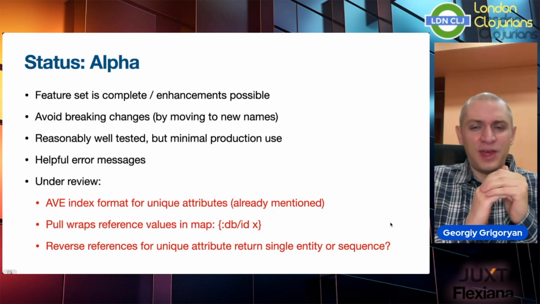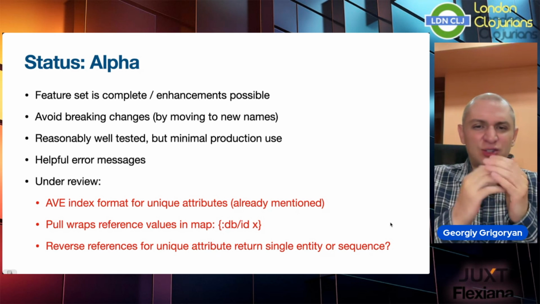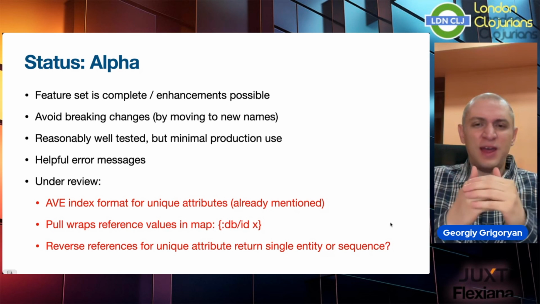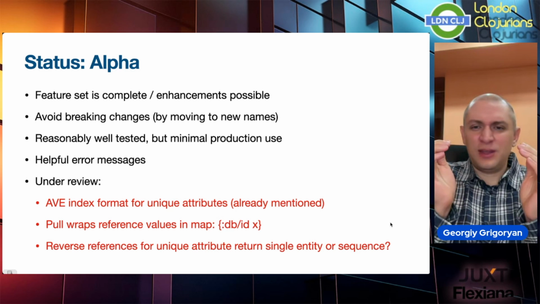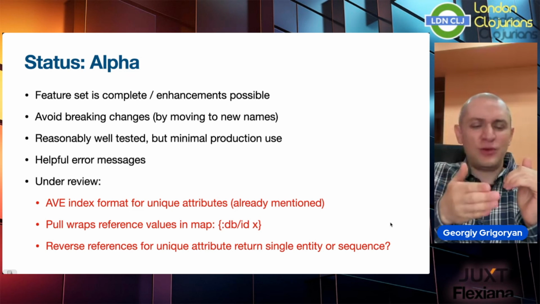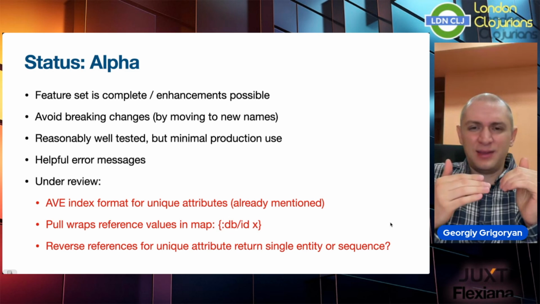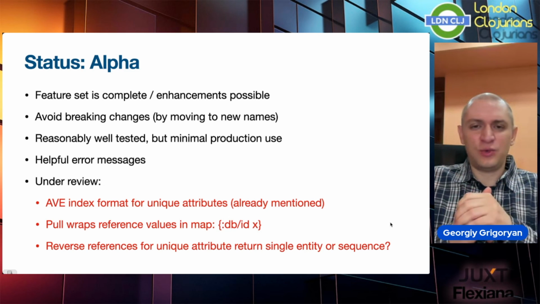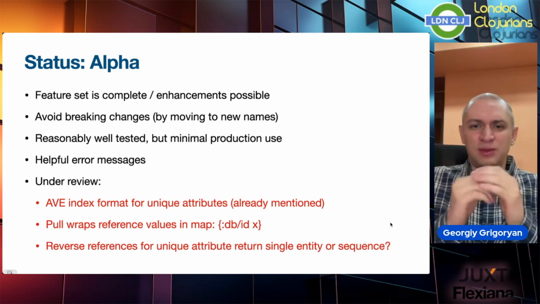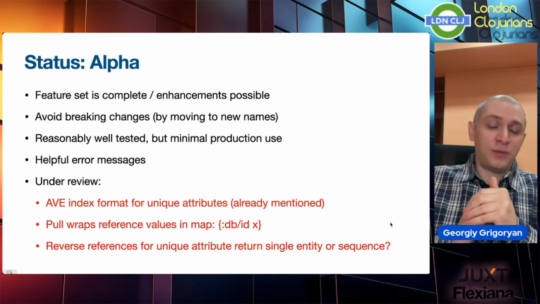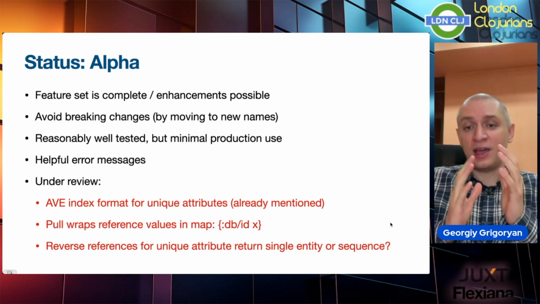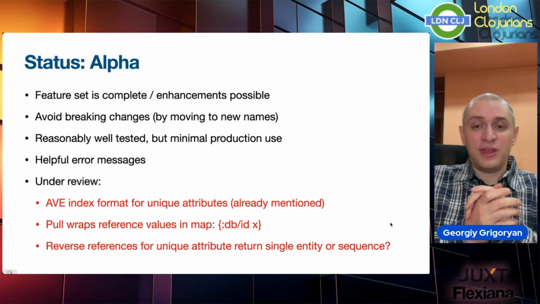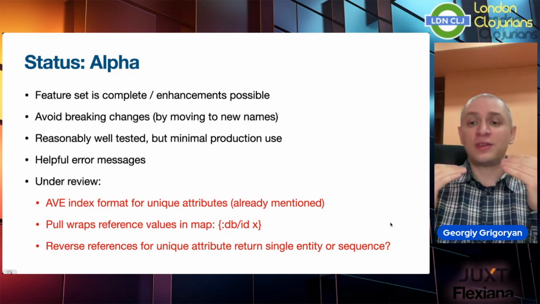But aside from that, with UIs, with web applications on the client, as soon as you do this, if you're just pulling the reference value and you wrap it in the DB ID, you have to stick that ID somewhere in your HTML, so you just unwrap it right back. So I think I'm going to just not wrap it, and return the raw entity ID as the value, not wrapped in this map. And then the last bullet point here, reversed references for unique attributes. Currently, they return a single entity because that's the only logical possibility, rather than a sequence.